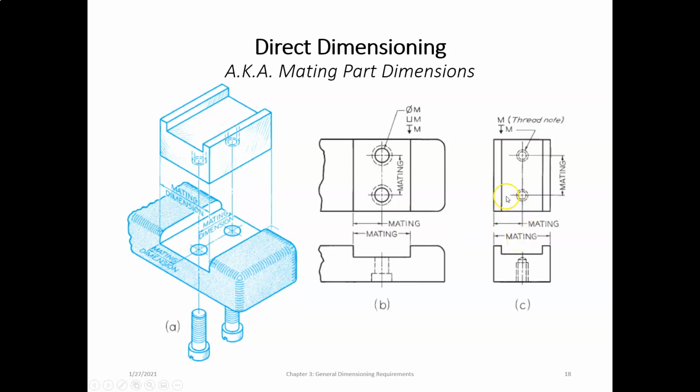Another mating dimension, the location of these holes that are intended to align with these holes. Notice we dimension it from this surface to the center. So we want to go to the mating surface to the center. All right. So all these are mating dimensions, and mating dimensions are good. We should use them as much as possible. Especially with geometric dimensioning and tolerancing, it not only is something that we should do, it is something that is forced on us. All right. It is mandatory in order to apply geometric dimensioning and tolerancing properly.